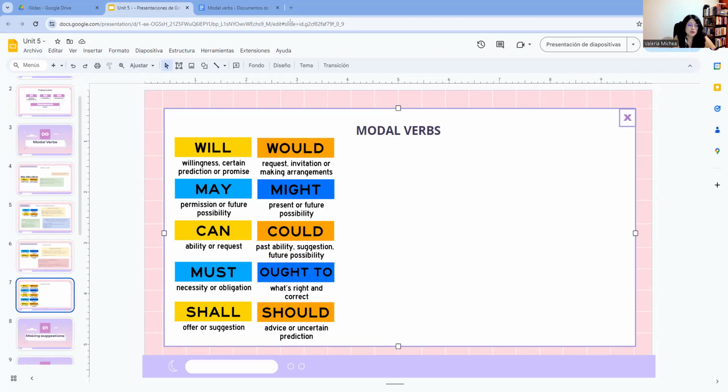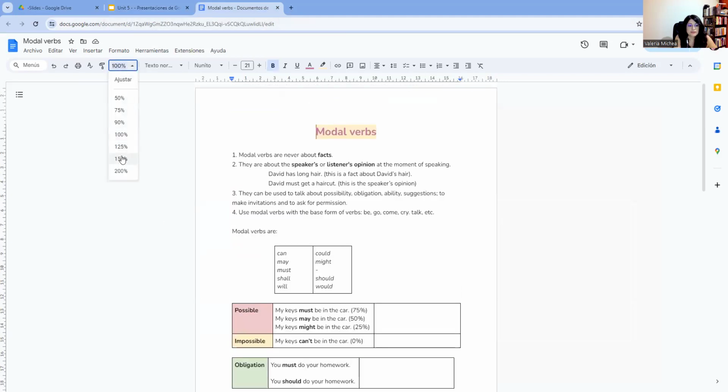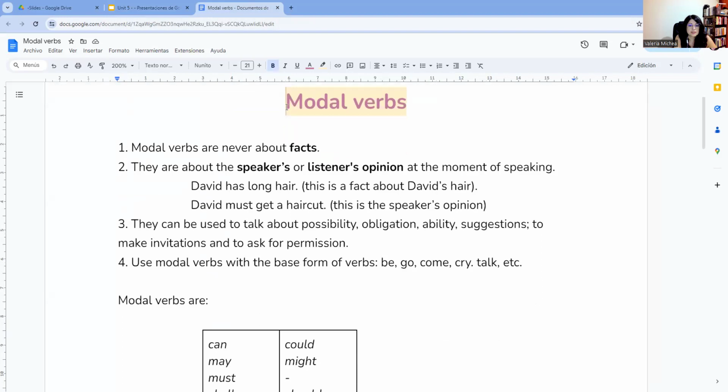And now I wanted to show you this document that I have created because it's like a summary of modal verbs. Let me make it bigger so you can see it clearer. So this summary tells you a little bit more about modal verbs in general, so we can check them. So we have that modal verbs are never about facts. They are never about facts. Does anybody know what facts means in Spanish?